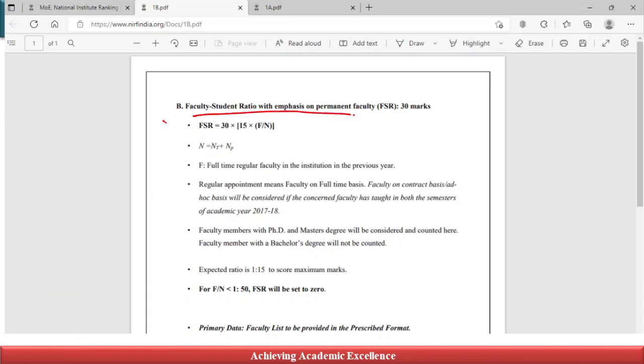Just see, faculty student ratio with emphasis on permanent faculty. The formula is 30 into 15 into F by N. Same thing. Here it says something about regular appointment, means faculty on a full-time basis; faculty on a contract basis or ad hoc basis will be considered if the concerned faculty has taught in both the semesters of academic year 2017-18. Anyway, that's what we discussed. If you want, just go through the NIRF website.